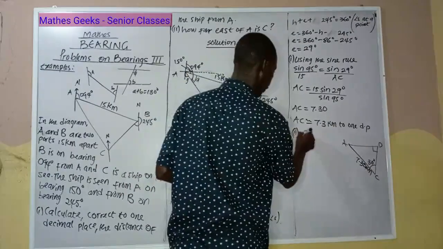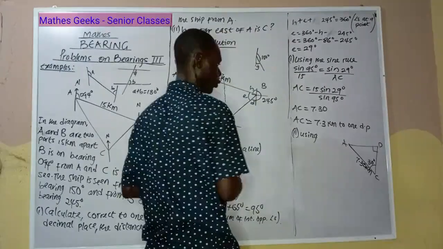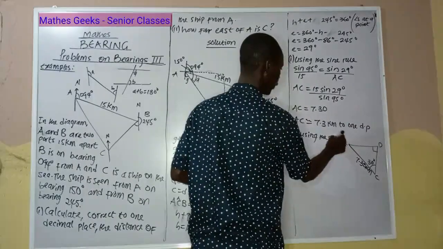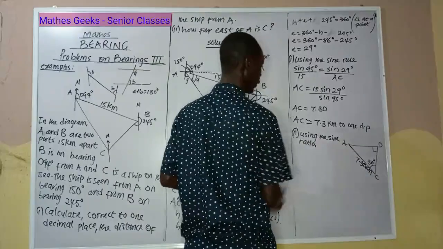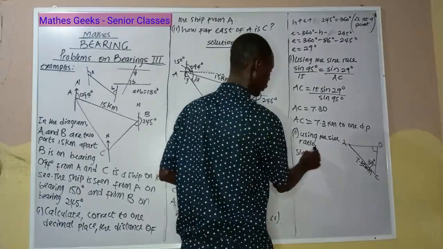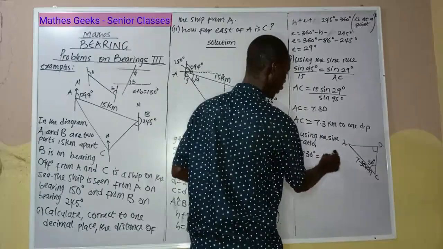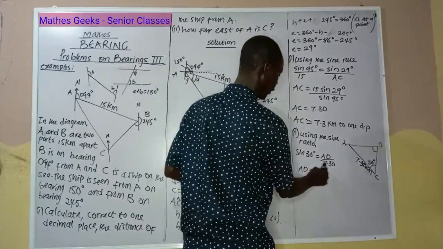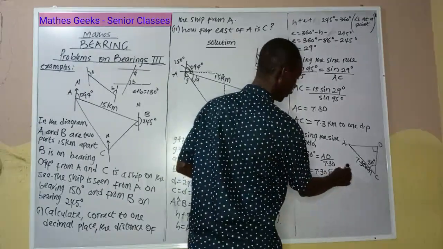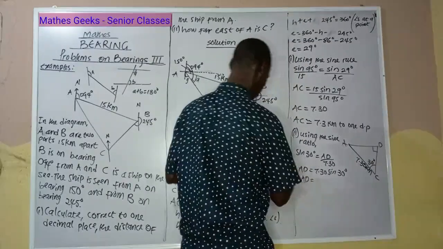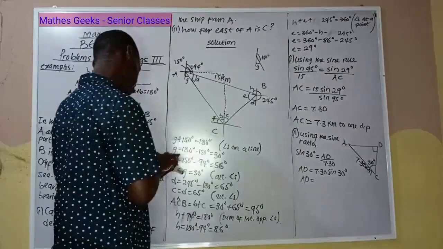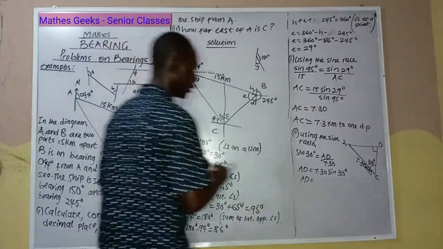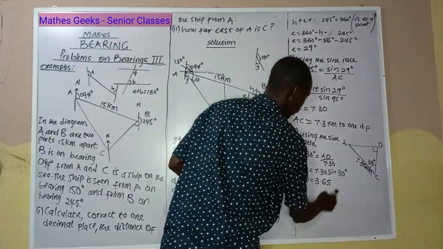So we're going to say using one of the trig ratios, this is opposite and hypotenuse. So using the sine ratio, we're going to say sine 30 degrees. So 30 degrees is called opposite, which is AD, over hypotenuse 7.00. So AD is equal to 7.00 sine 30 degrees. And AD is equal to 7.00 sine 30, 3.65. So AD is equal to 3.65.